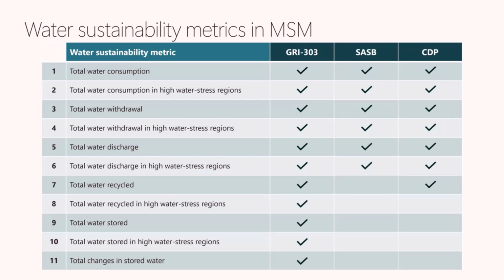As you can see, we are covering the total water consumption, the total water withdrawn, the total water discharge, and the total water recycled. We are also covering each of these values for the high water stress regions. We are doing that sub-aggregation, as well as capturing the total stored water and the change in stored water between two reporting years. These are some of the metrics that we are covering in MSM.